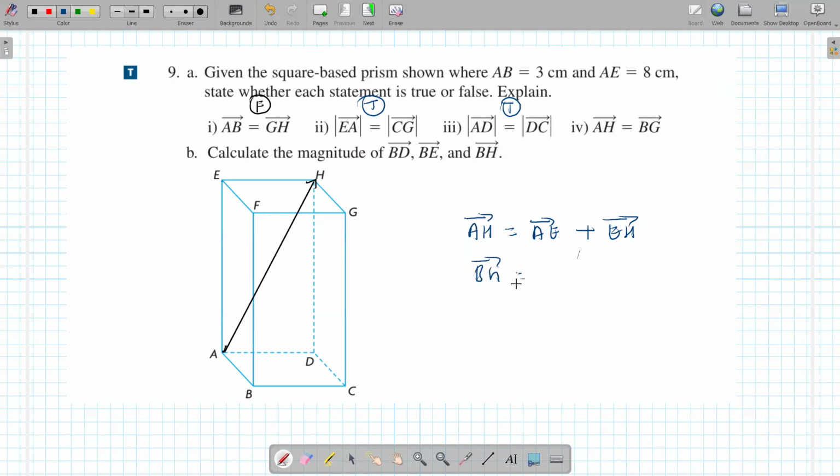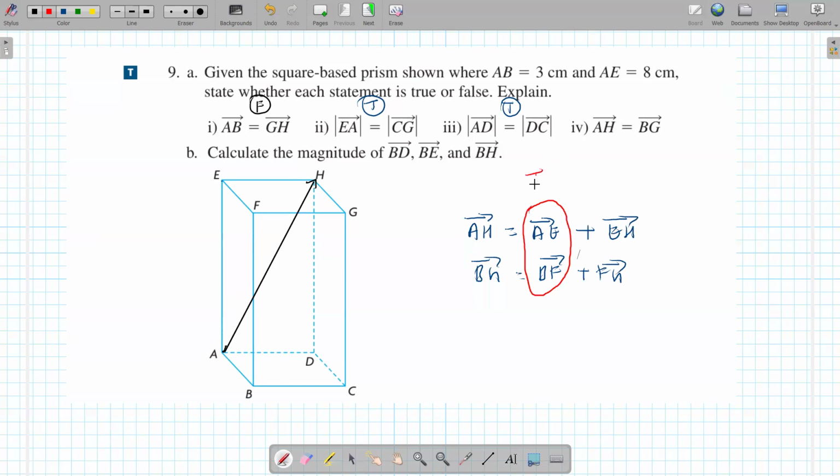Now we're going to do the same thing for BG. So it's this one. For BG, there's multiple ways. You can go BF, FG, you can go BC, CG. Because last time I went up, now I'm also going to go up. So BF plus FG. Now the question is AE and BF, are these two equivalent?